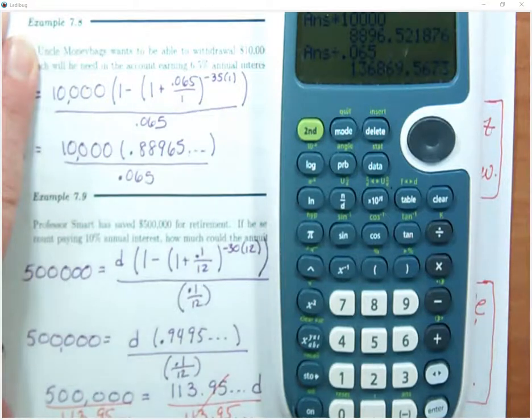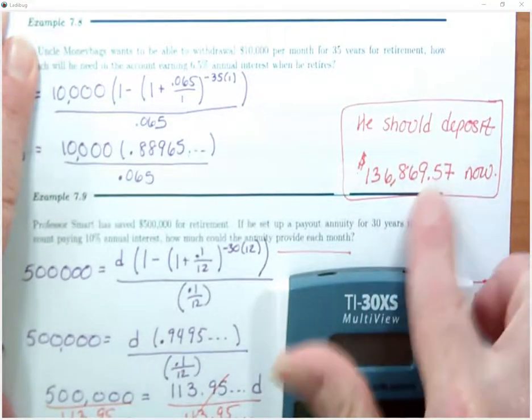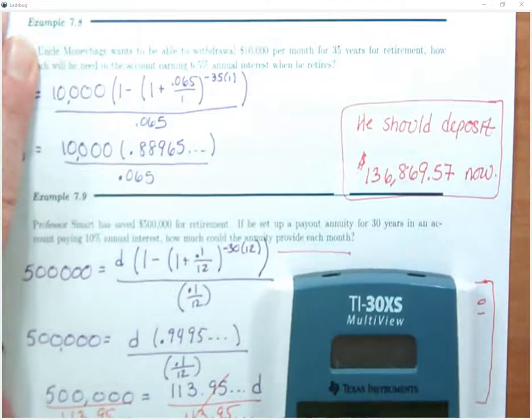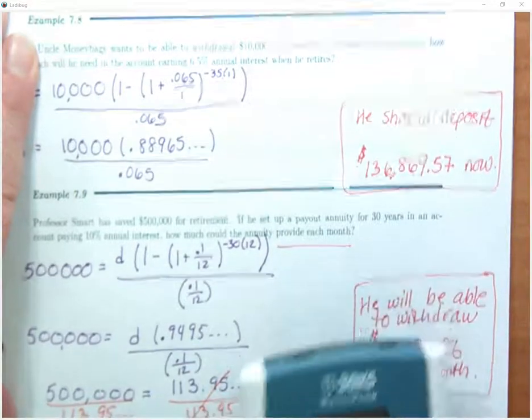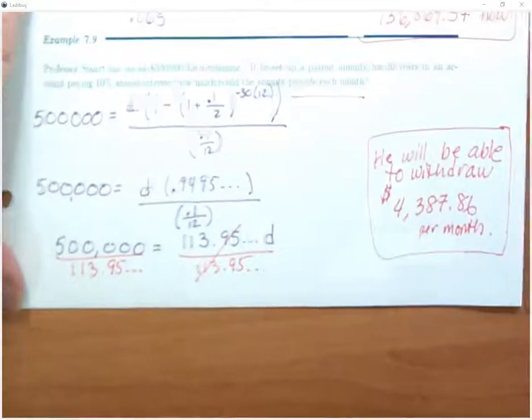And I get $136,869.57 when I round to dollars and cents. And then again, answer in a sentence. That's what he should deposit now in order to have that. You don't need to be too elaborate in your sentences. Just give it some meaning and context.